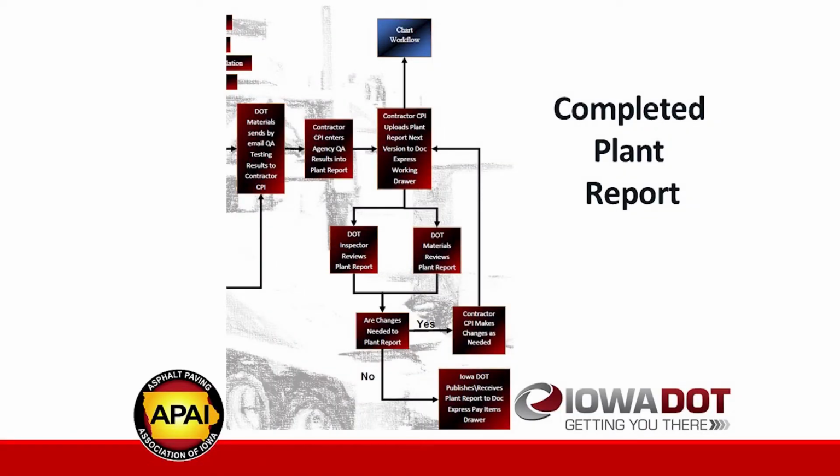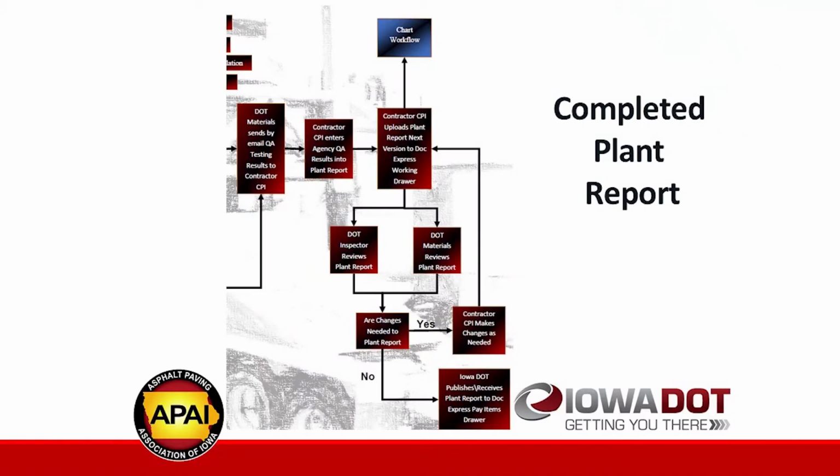However, there will be a log there that'll be able to document that there was a previous version and now a new version. Once that is into DocExpress, then it's into the DOT or the agency side to where we need to verify that everything that we're seeing in the plant report is accurate. That's where our field inspector will be able to verify that the quantities are correct, the stationing's correct, anything with the cores that maybe it may have been ran.